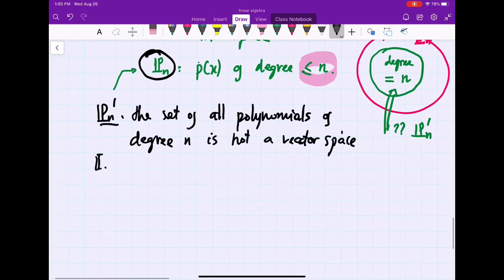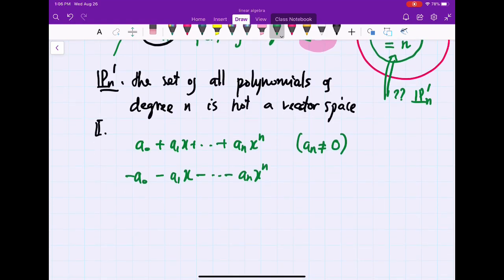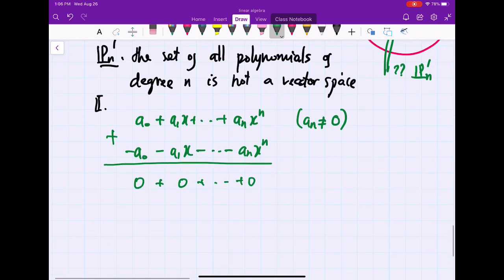Look at this. You might pick a vector, let's say a0 plus a1x plus so on plus an x to the n, right? And in this case, I suppose that an is not 0. Another vector is negative a0 minus a1x, minus so on, minus an x to the n. And when you sum them up, you get 0 plus 0 plus so on plus 0. That means you have a 0.